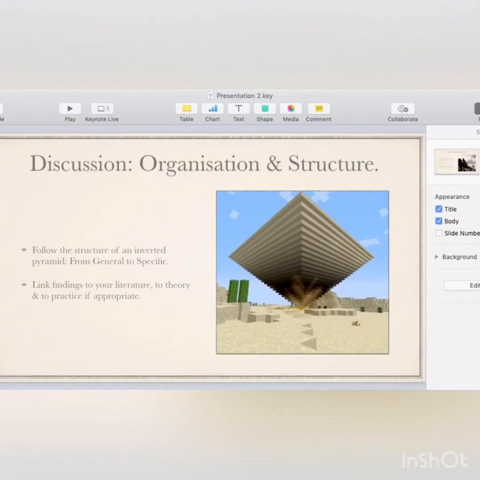So now we come to the organization and structure of the discussion. And in my opinion, it's just like writing any essay or composition. We have to imagine the discussion as an inverted pyramid. First, we begin generally, and then slowly but surely, we dive into the specific area or field of interest. We also, at the same time, try to link our findings to literature, in this case citing previous studies, to theory, and to practice.